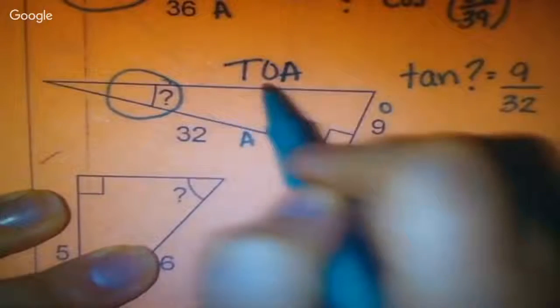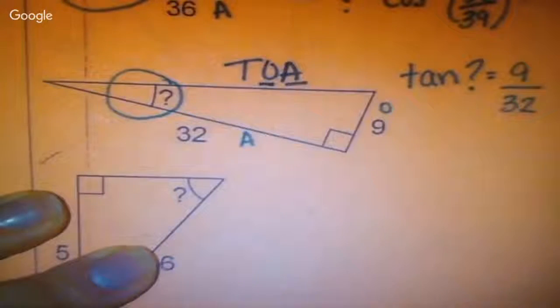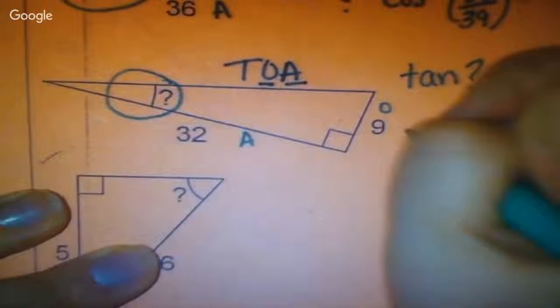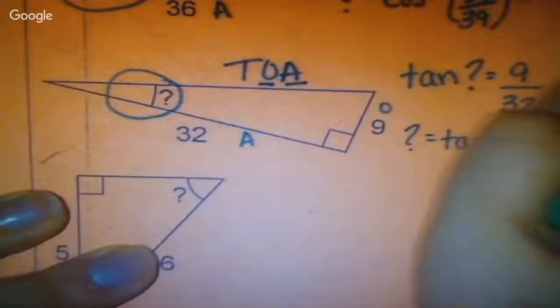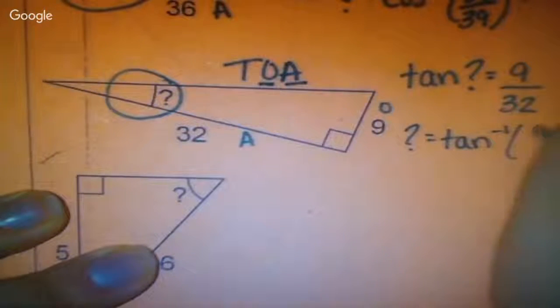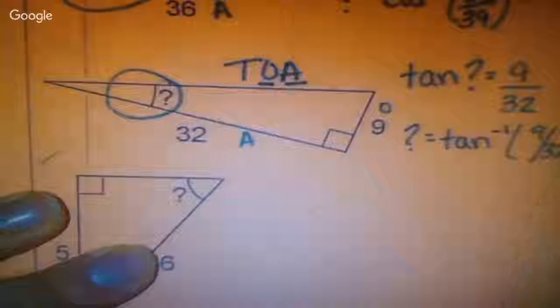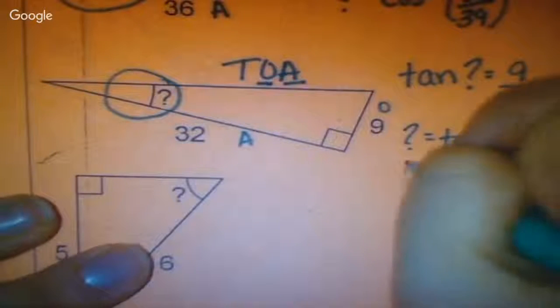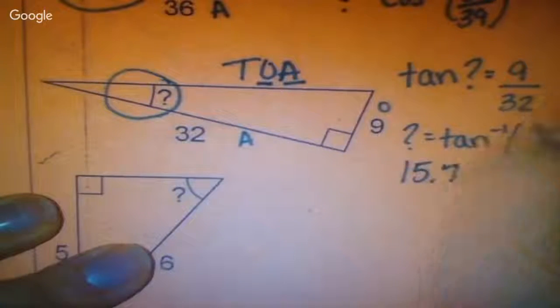Again, it's TOA. So O comes first, A comes second. So the inverse tan of 9 divided by 32. 15.17.